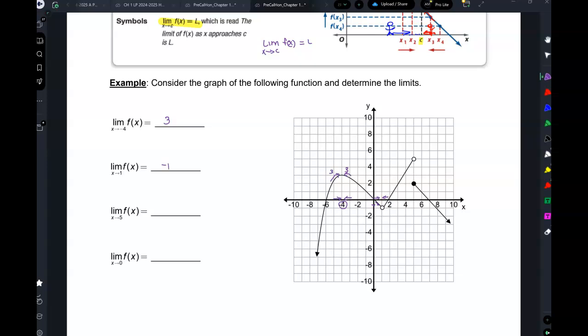Okay. At 5, this is 5 right here. As I approach 5 from the left-hand side, what y value is the graph approaching? 5, right here. What about from the right-hand side? What y value is it approaching? 2. Okay, 5 and 2 are not the same. Because they're not the same, I say the limit does not exist.